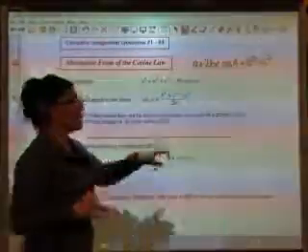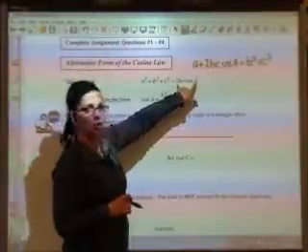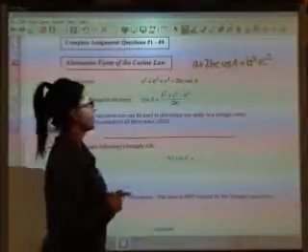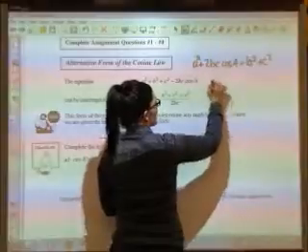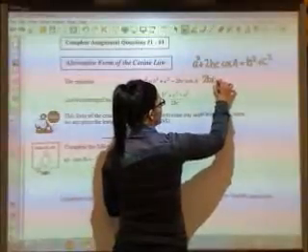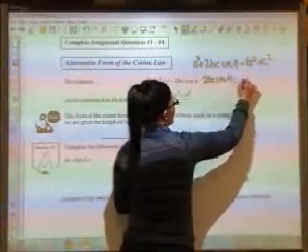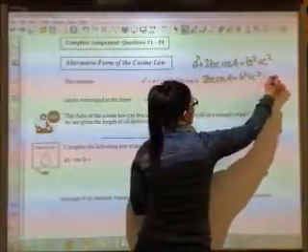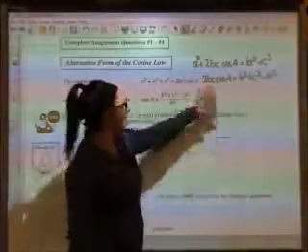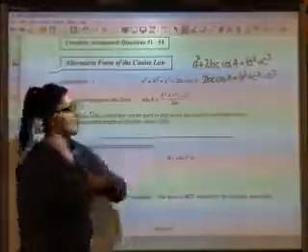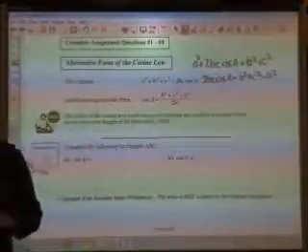So I would move this negative term to the other side to make it positive. Then I would move this a squared over. So I'd have 2bc cos A equals b squared plus c squared minus a squared. And then to get cos A by itself, I would divide by 2bc.